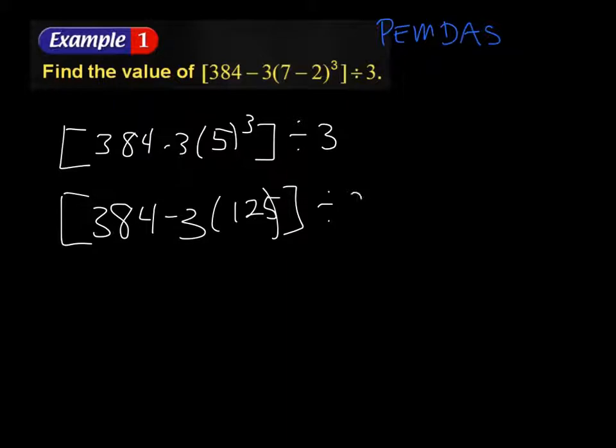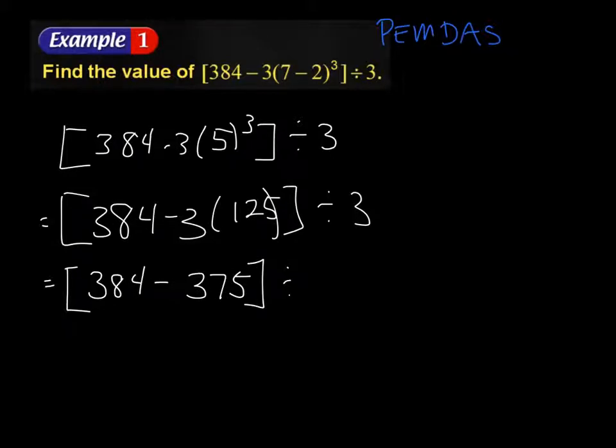and divided by 3. 3 times 125 is 375. And the difference there inside the bracket still is just going to be 9. And finally 9 divided by 3 is 3.